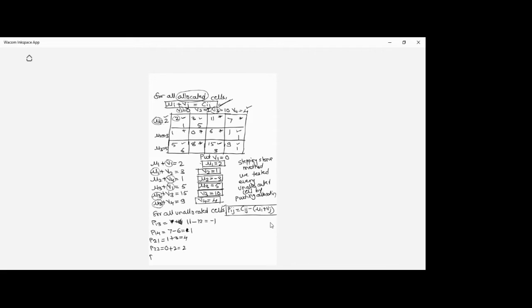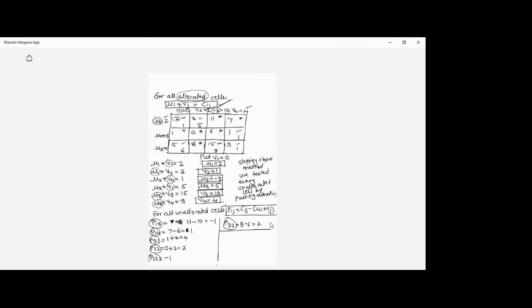So the next cell that we have is P23. You have minus 3 plus 10, so that comes out to be 7, and 6 minus 7 is equal to minus 1. Similarly, the last unallocated cell that we have is P32. Here we have 5 plus 1 is 6, and 8 minus 6 is 2, right? So these are all the penalties that we have got.